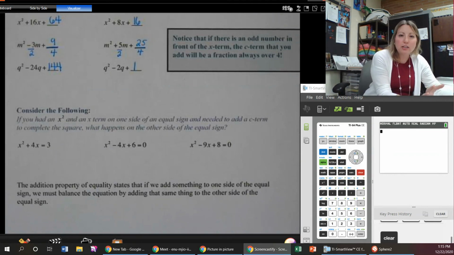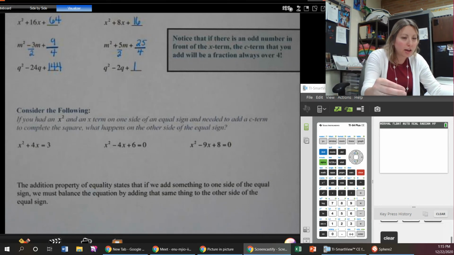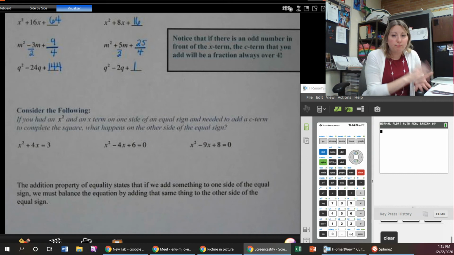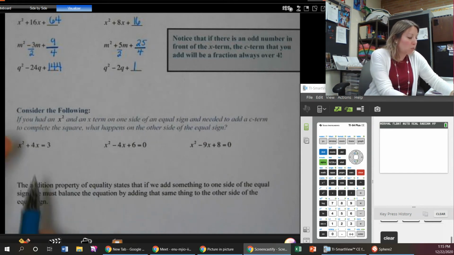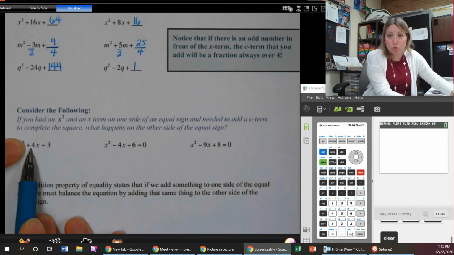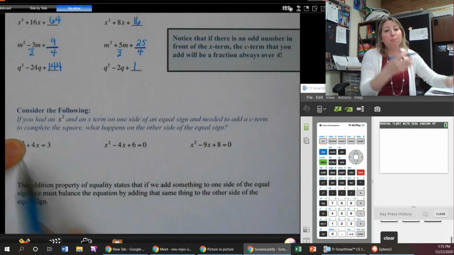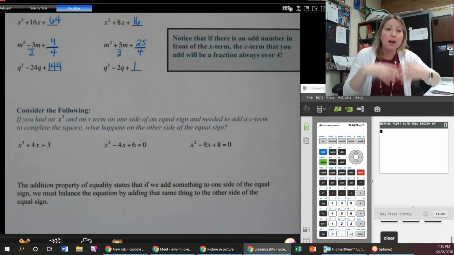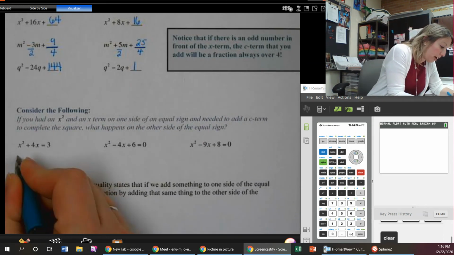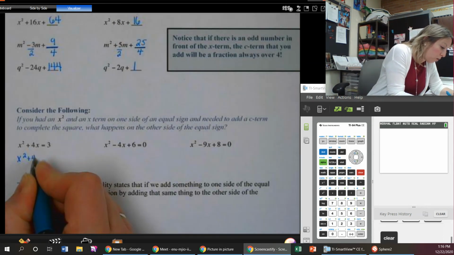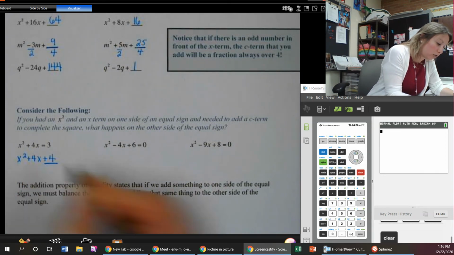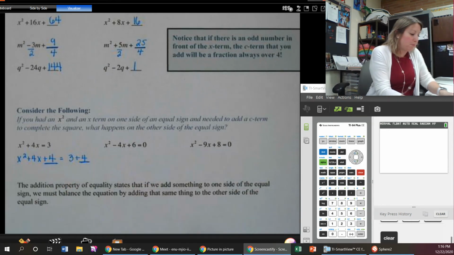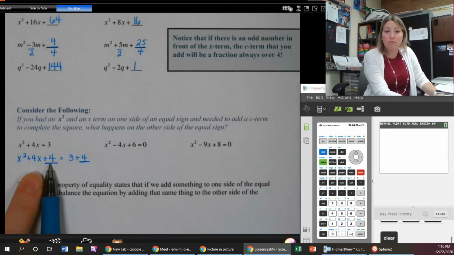I don't really need to talk about this until the next piece of the lesson, but I'm going to just because I think you can handle it. What's 4 divided by 2? 2. What's 2 squared? 4. Well, because there's two sides of an equal sign, now I can't just put that in my slot. I have to also add it to the other side. So it's going to be x squared plus 4x plus 4. This is your insert, equals 3 plus 4. That's your insert to make this a perfect square trinomial.